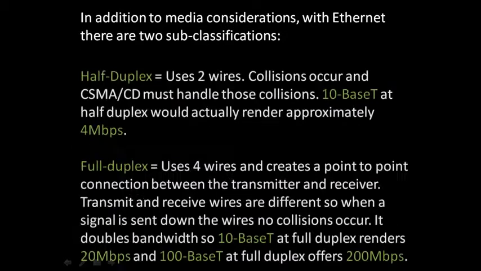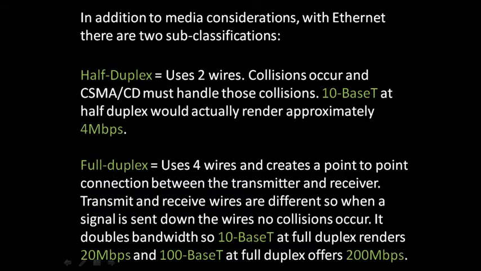In addition to media considerations, with Ethernet there are 2 subclassifications. The first, half duplex, uses 2 wires. Collisions occur, and CSMA/CD must handle those collisions. 10BASE-T at half duplex would actually render approximately 4 megabits per second. The second, full duplex, uses 4 wires and creates a point-to-point connection between the transmitter and receiver.